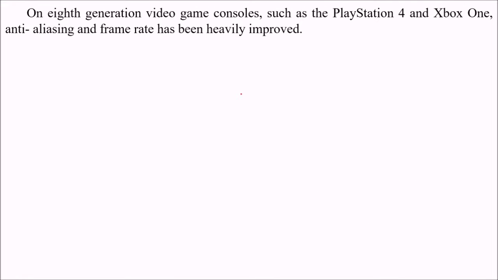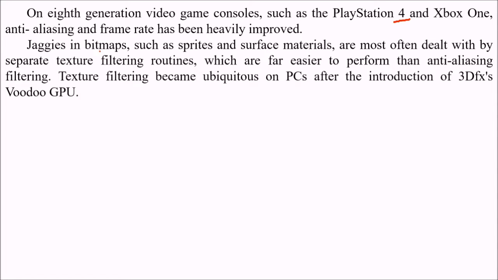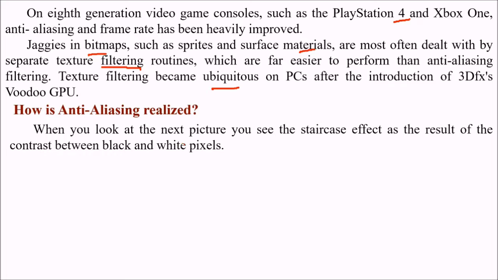On 8th generation video game consoles such as PS4 and Xbox One, anti-aliasing and frame rate have been heavily improved. Jaggies in bitmaps such as sprites and surface materials are most often dealt with by separate texture filtering routines, which are far easier to perform than anti-aliasing filtering. And texture filtering became ubiquitous on PCs after the introduction of 3dfx Voodoo's GPU. So how is this anti-aliasing realized?